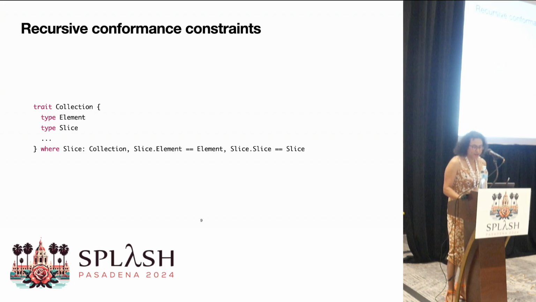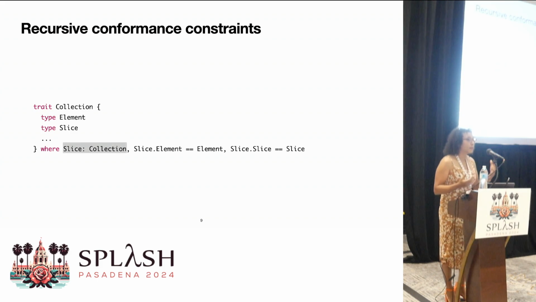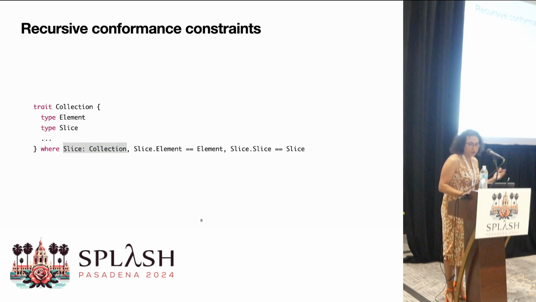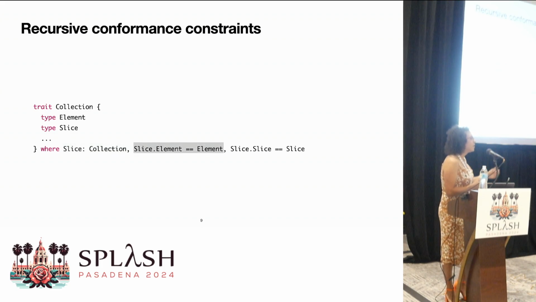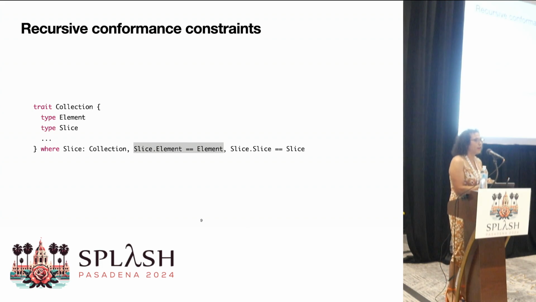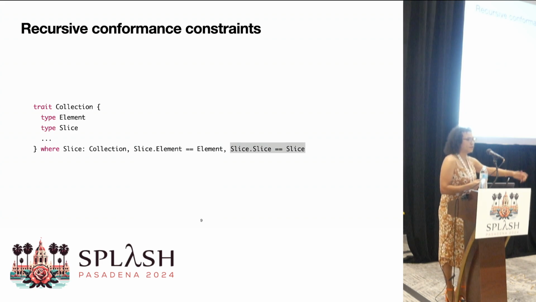And notice that the slice must be a collection itself, and this is a recursive conformance constraint because we are constraining the associated type to be satisfying the trait that introduces this associated type. We are also constraining the elements to be the same as the collection's. That makes sense. If you are just a projection of an array, then your elements are the same as the base array. And we are also constraining the slice of a slice to be itself a slice type.